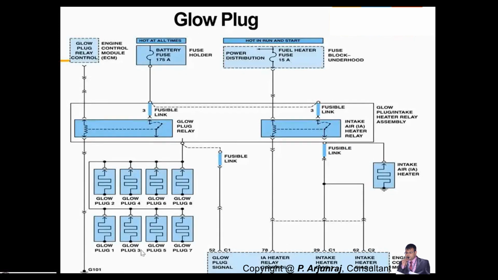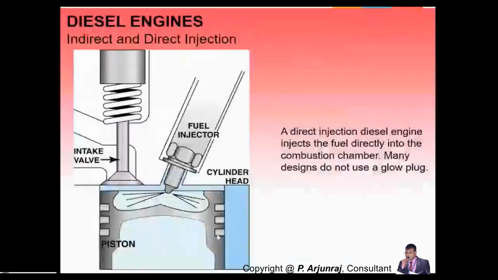The number of glow plugs in an engine depends on the engine configuration. So typically each cylinder can have one glow plug, or depending upon the configuration of the engine. Accordingly, the number of glow plugs can also be higher.